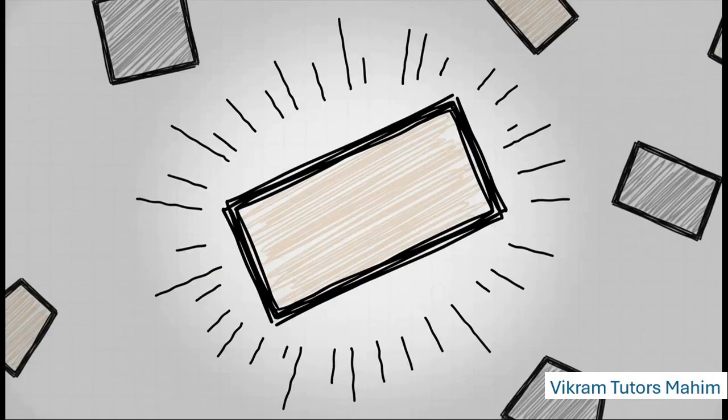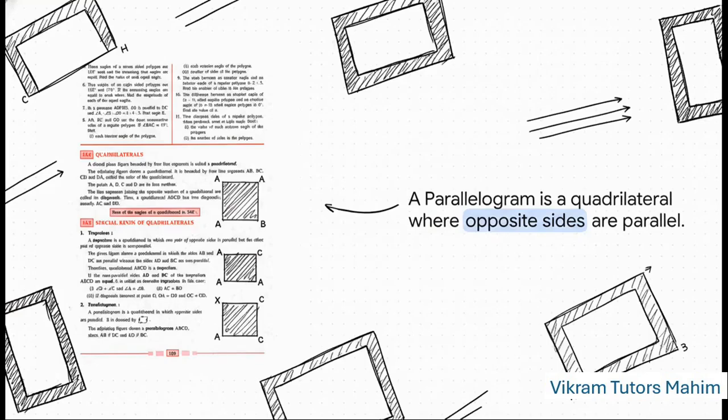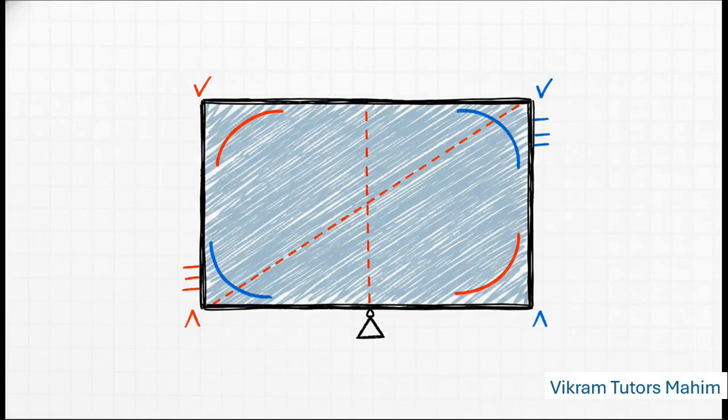Now, inside this group, one member is kind of the star of the show, the parallelogram. So what's its deal? Well, it just has 2 pairs of parallel sides. Simple as that. But that one simple rule gives it some really useful properties, which help us identify other shapes.